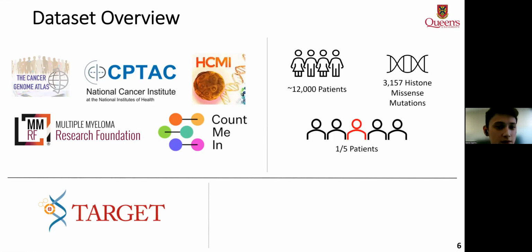And so from this data set, we have a total of about 12,000 patients with 3,100 histone missense mutations being observed, and about 1 in 5 patients having a histone missense mutation. Target, on the other hand, was separated because these are mostly pediatric patients, which may be genetically distinct from their adult counterparts in the other programs.